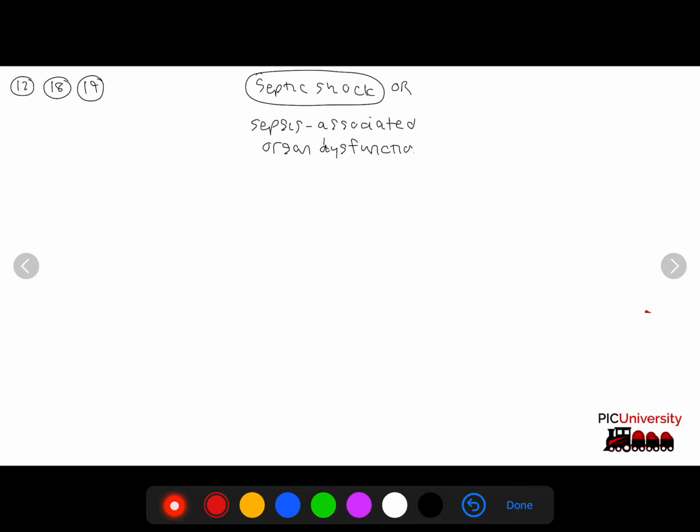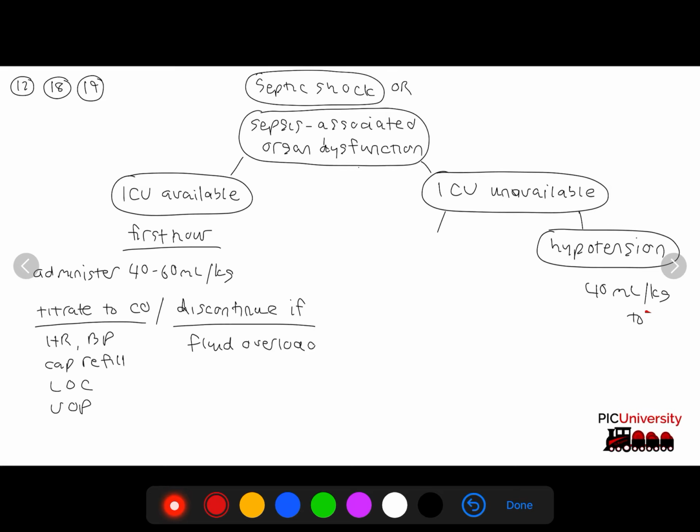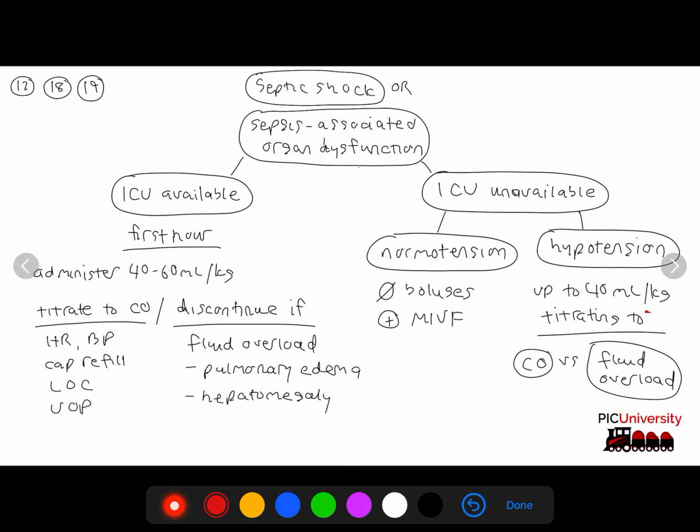So the campaign breaks up their guidelines for treatment of septic shock and sepsis-associated organ dysfunction into two arms. And those are based upon whether or not your institution has ICU availability. And we'll talk about the reason for that in a minute. But the recommendations are that if you have ICU availability in your institution, in the first hour, you should plan to administer 40 to 60 milliliters per kilogram of crystalloid fluid resuscitation for patients who present in septic shock.